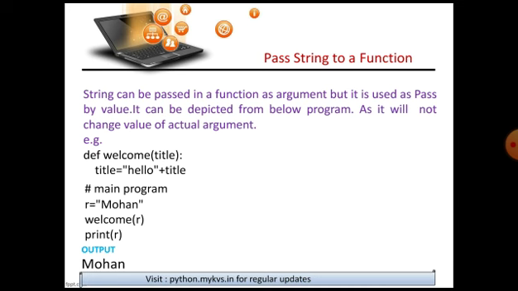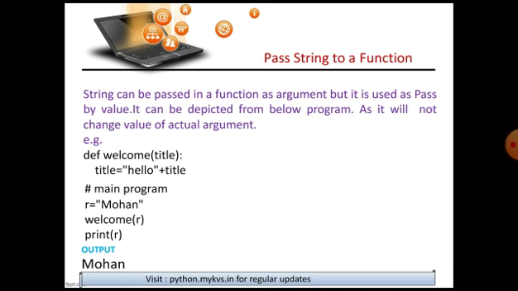It will not change the value of the actual argument. As we can see, in the main program we first create a string, Mohan, which is assigned to the variable r. Then we pass this variable r, the string object, to the function welcome. Welcome is a function defined here. Title is the parameter which will receive the argument. So here r is the argument passed to welcome, and title is the parameter which receives this argument.